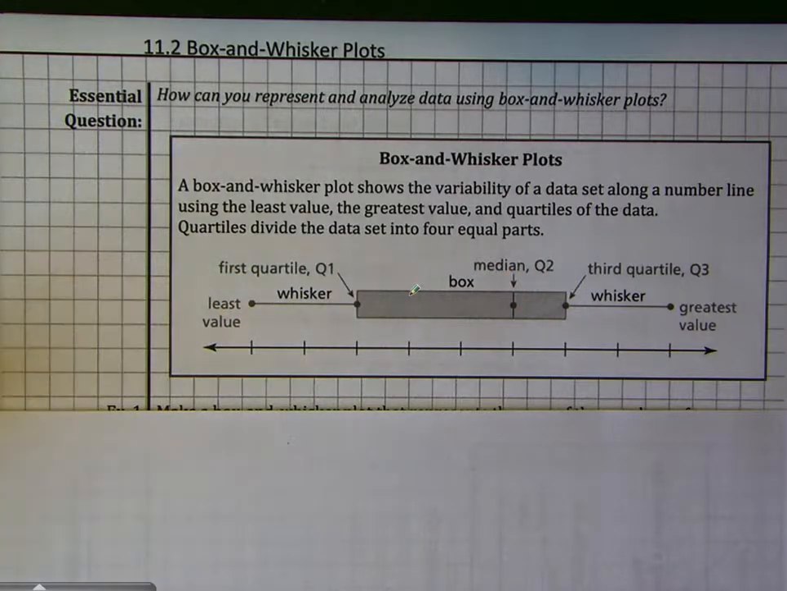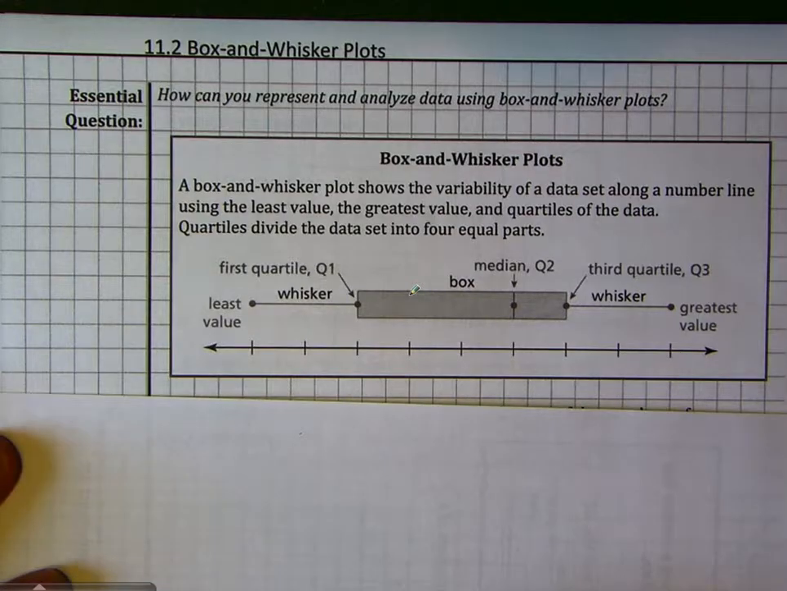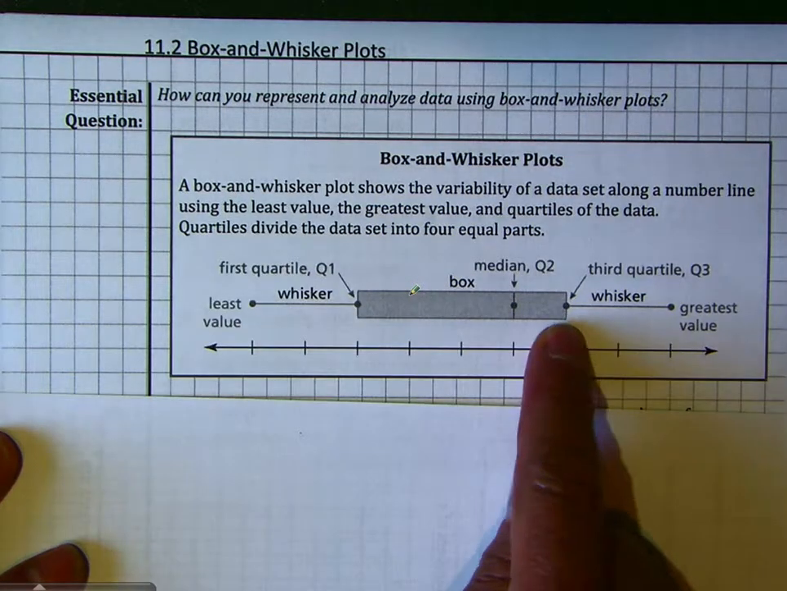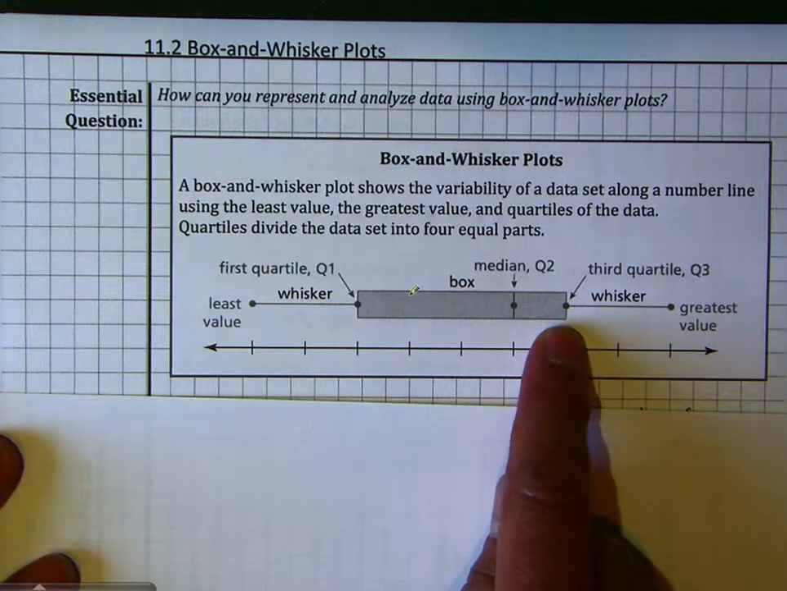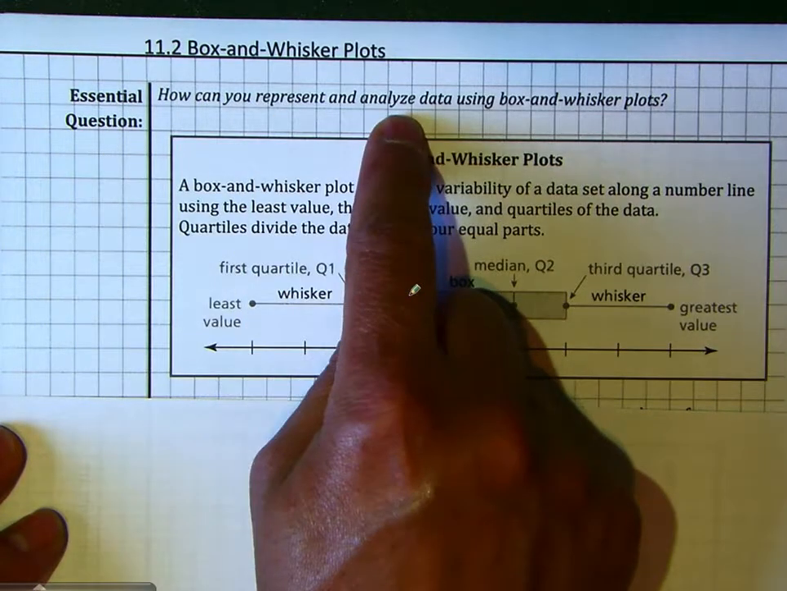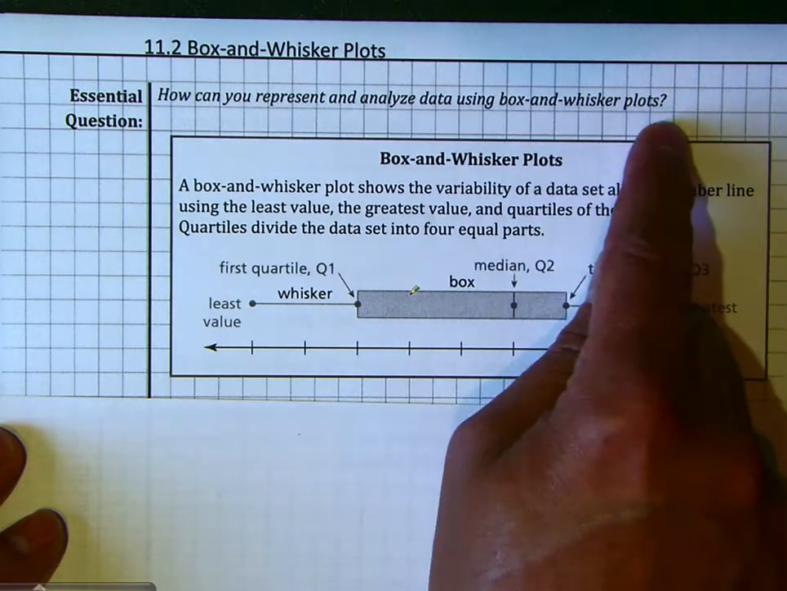Today we're going to cover section 11.2, box and whisker plots. Now, if it looks familiar, it's because you have seen it back in 7th grade. And our essential question is, how can you represent and analyze data using box and whisker plots?